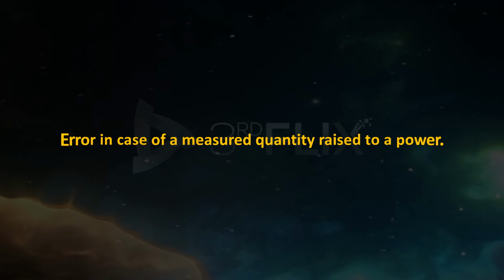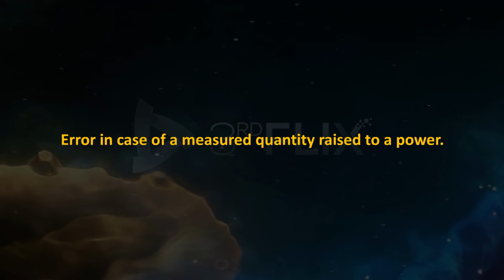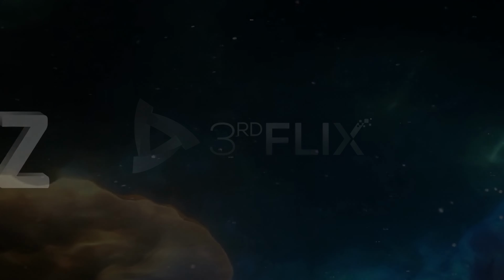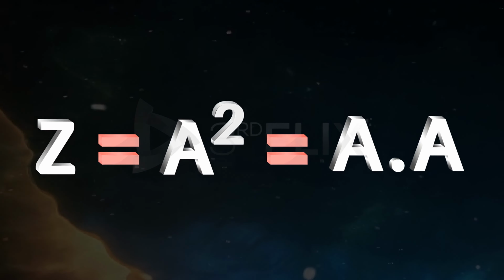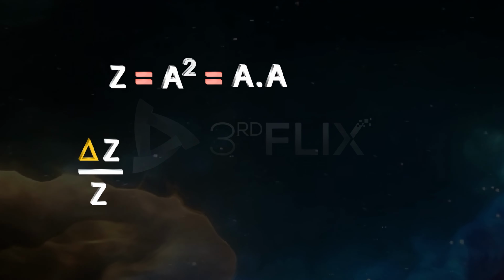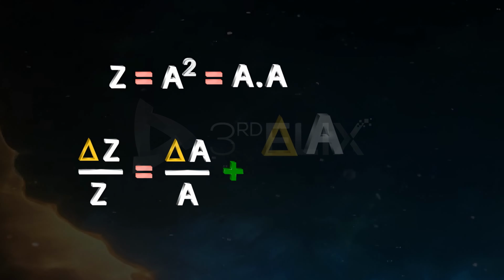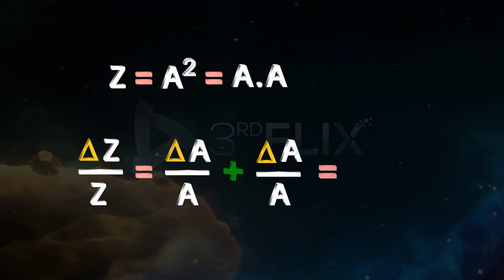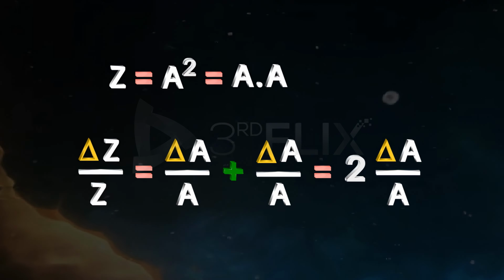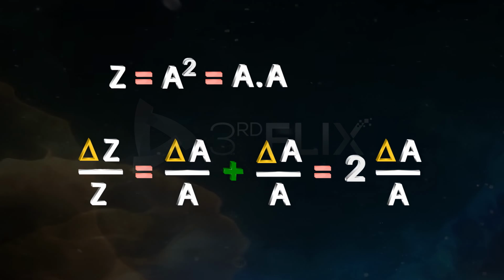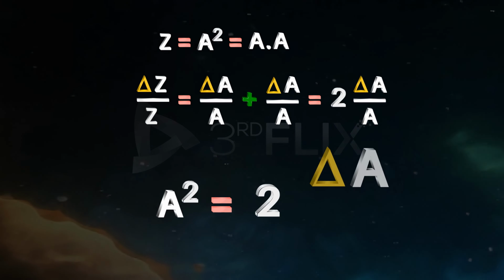Error in case of a measured quantity raised to a power. Suppose Z is equal to A square. Then delta Z by Z is equal to delta A by A plus delta A by A, equal to 2 delta A by A. Hence, the relative error in A square is 2 times the error in A.